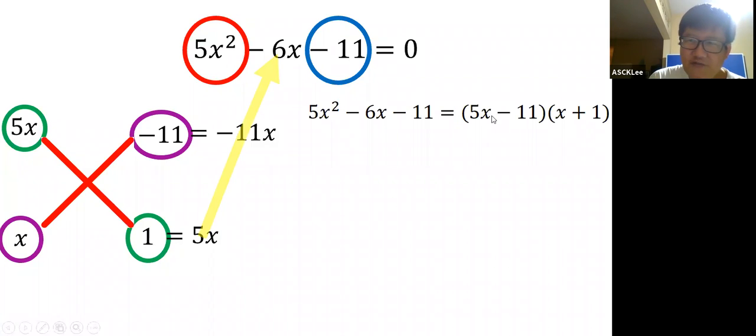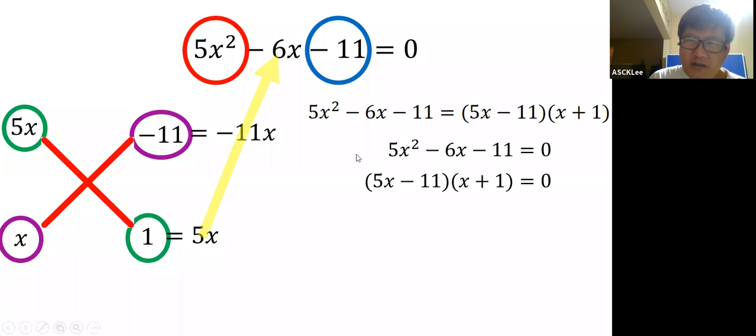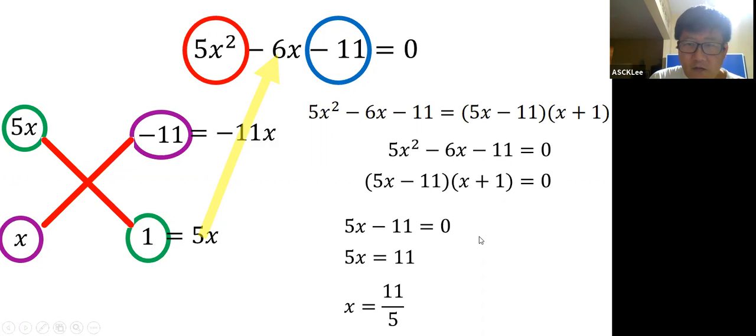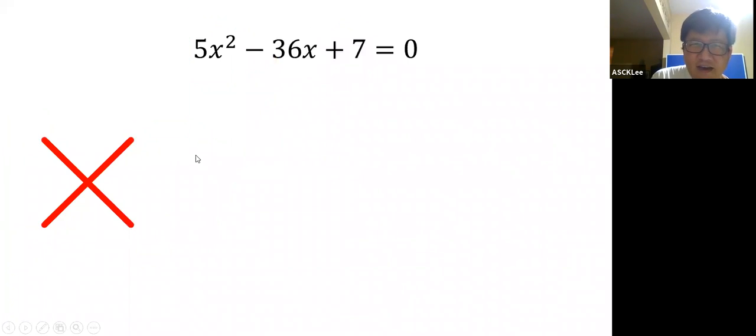These are your factors. Just write them out, revisit the question, replace whatever you have in the question with the factors that you have found, all right, and apply the zero product property. So here you would have one solution as 11 over 5 and the second solution as minus 1. Very, very simple. Okay, we are reaching the end.